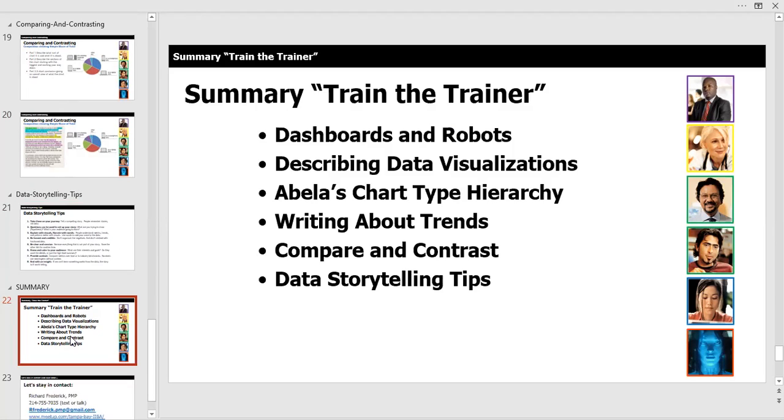We covered dashboards and robots, which is really the reason why we're doing all of these sessions. Actually it was originally about dashboards and robots. We just talked about describing data visualizations. We talked about using Abela's chart type hierarchy to help you figure out what kind of chart you want to use, what kind of story you want to tell. We talked about writing about trends as an example, compare and contrast as an example. I picked those two because they're probably the most commonly used. Trend analysis and compare and contrast are probably the two most common things that you're going to see about data. And then finally, some data storytelling tips.